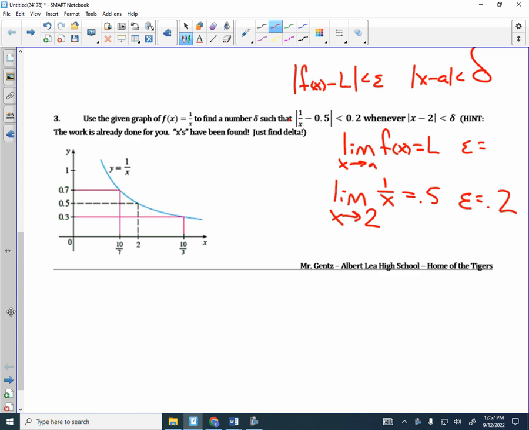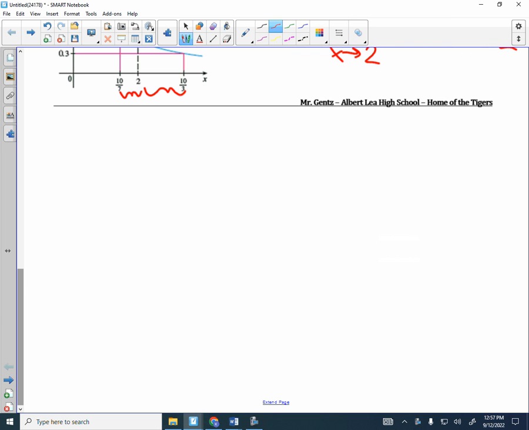Okay, so look at what they got right up here. It looks like they've chosen the 0.2. They went up 0.2 and they went down 0.2, and it looks like they've actually found the x values for us, haven't they? So we want to find the delta value. Delta is the difference between these two. So I'm going to figure out the distance between 10/3 and 2. I would take 10/3 minus 6/3. So I'm going to subtract 2, and what do I get?